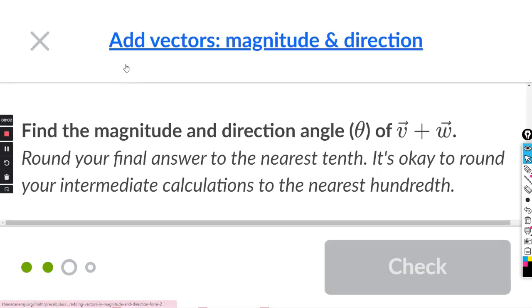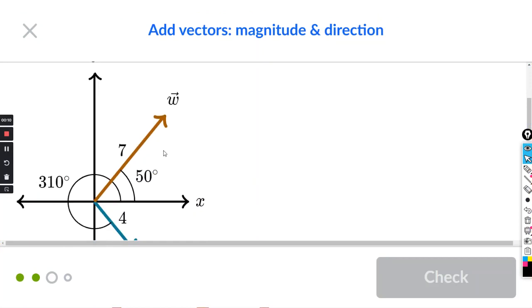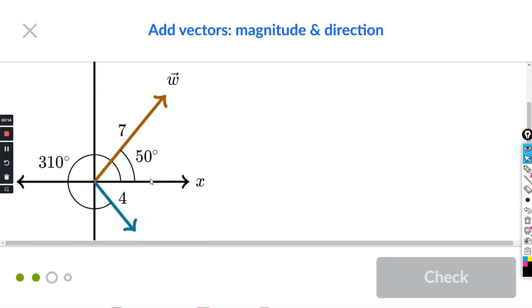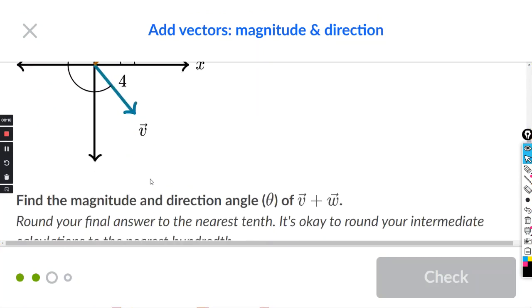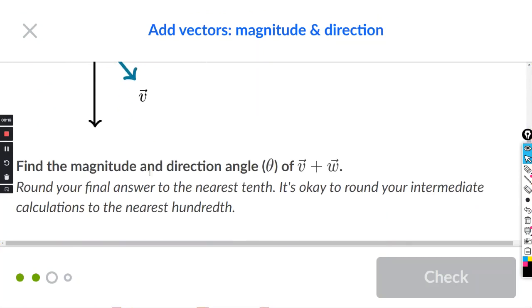This will be for the exercise, add vectors, magnitude, and direction. So they give us two vectors on the graph here with the magnitude and the angles. And they want us to find the magnitude and direction of v plus w. So we're adding the two vectors.